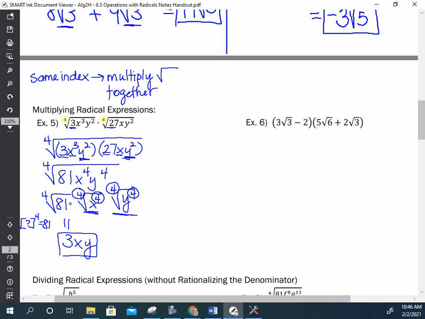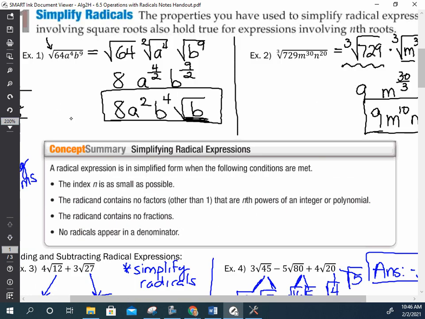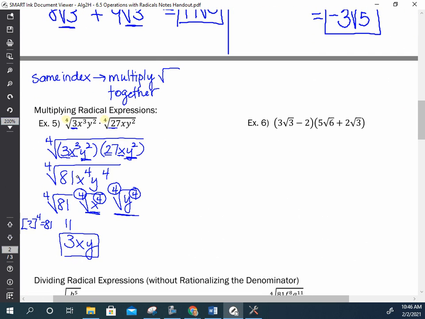Is that going to happen all the time? Absolutely not. Just saw with examples 1 and 2, it didn't come out nicely. So never assume that it's going to come out nicely. Question on example 5? All right, example 6.